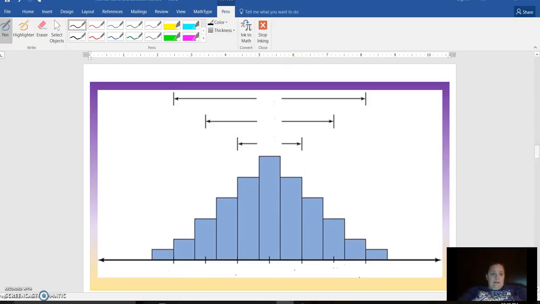All right, we're just practicing. Right here in the center is the mean, X bar. Remember, mean is also called mu.